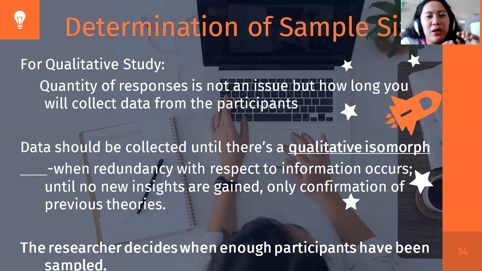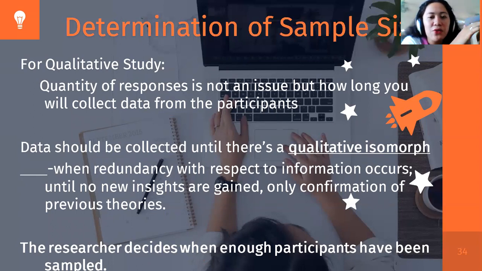So what do you mean by qualitative isomorph? For example, you are using a convenience sampling, and then you interviewed 5 informants already, and their responses to your interview questions are just similar. So you better stop on the 5th informant that you try to interview, because the answers are similar from informant 1 to 5.